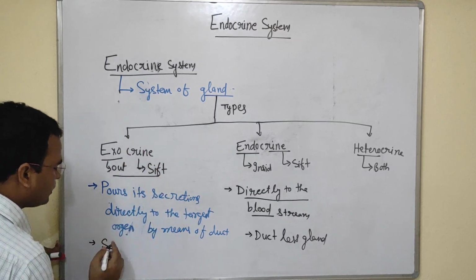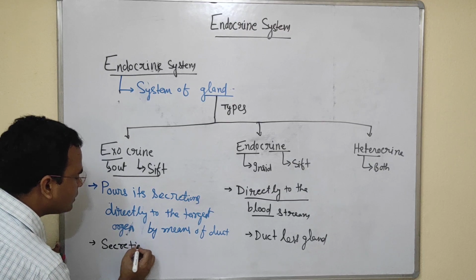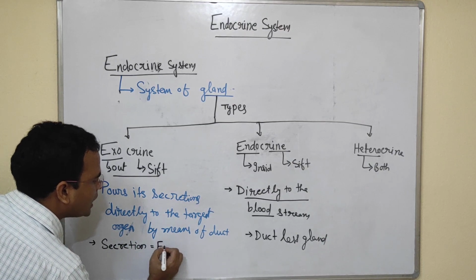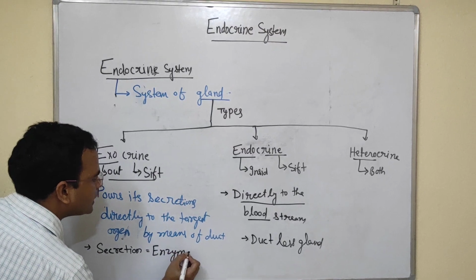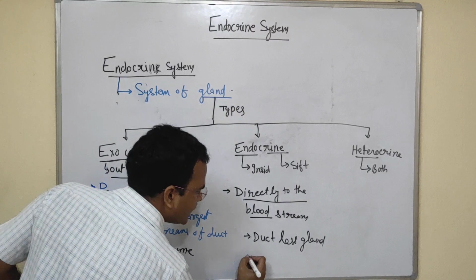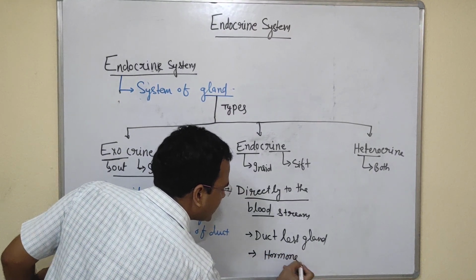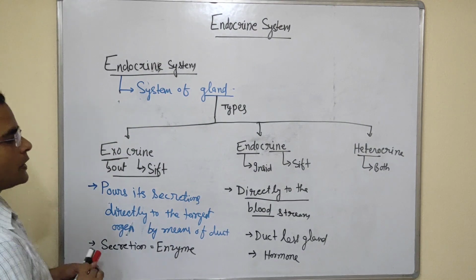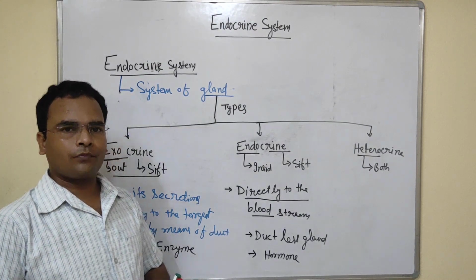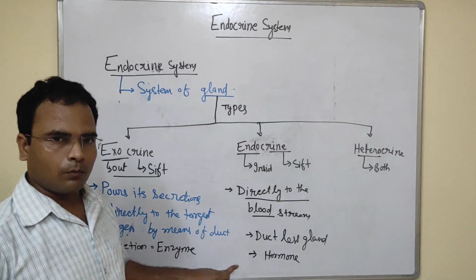The secretion of the exocrine gland is called enzyme, but the secretion of the endocrine gland is called hormone, right? We will also discuss the difference between hormone and enzyme.